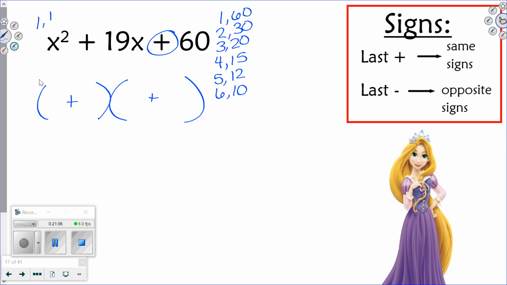I have some students who will seriously go like 1, 2, 3, 4, 5, 6, 7, 8, 9, 10, 11, 12, and they keep going. I'm like, oh my gosh, you have the rest of the numbers on the other side of your list. Don't keep going. They're already there. All right. Whew. That's quite the list.